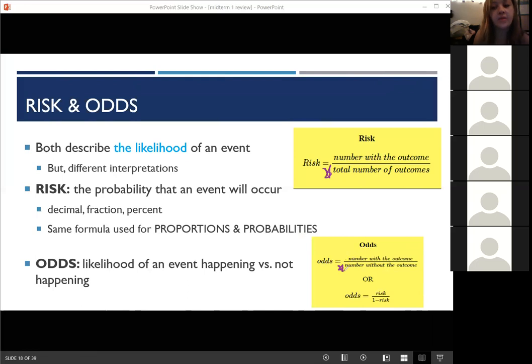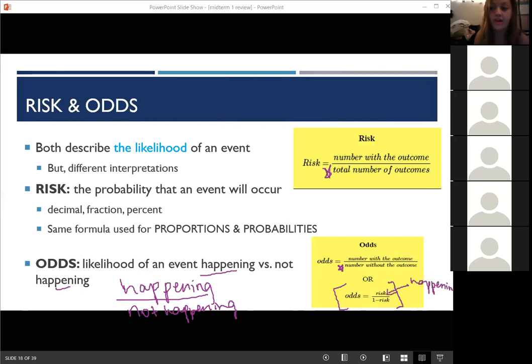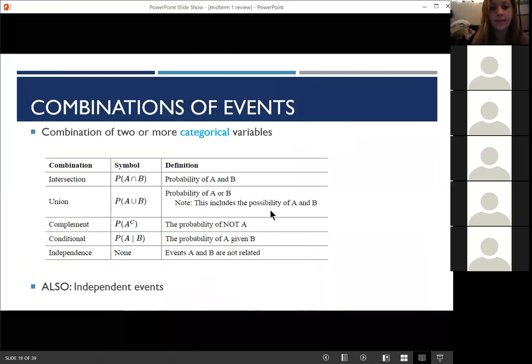And then for odds, we change that denominator to the number without the outcome because we're trying to compare it happening versus not happening. So basically that's why we have happening as our numerator and not happening as our denominator here. And then also if you are given the risk, you can do your odds equation like this, because remember, your risk is the probability of it happening. So this is technically it happening. And then our denominator is going to be it not happening, so that's going to be 1, our total, minus the risk of it happening. So this would be not happening. So it translates to the same thing. It just depends on what information you are given there. So very similar, but definitely understand the difference between them.